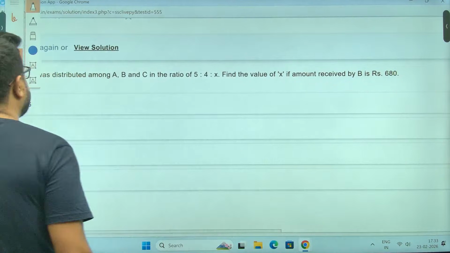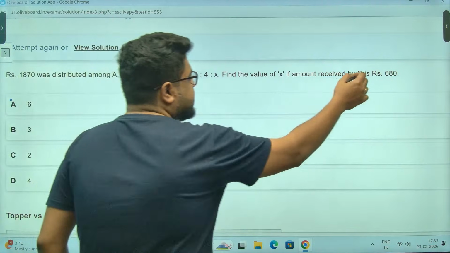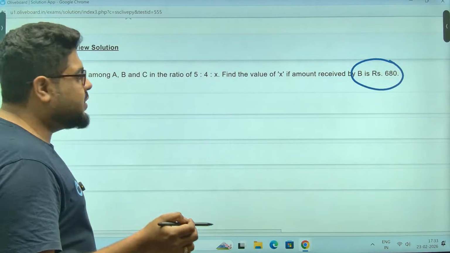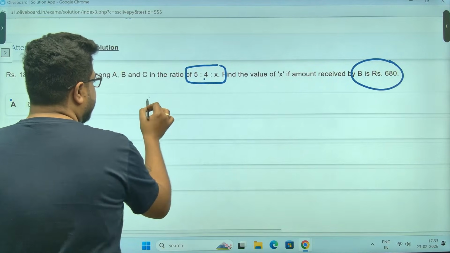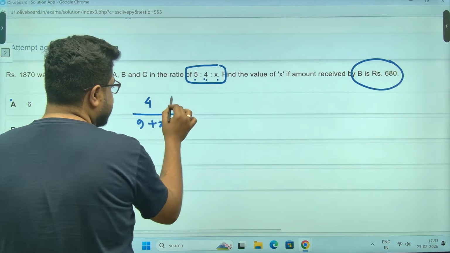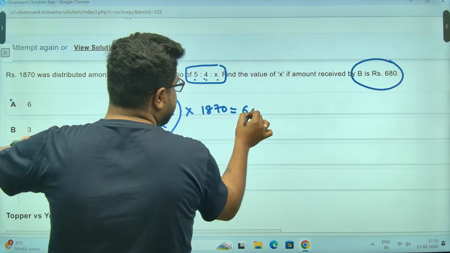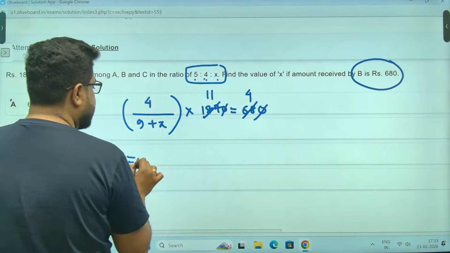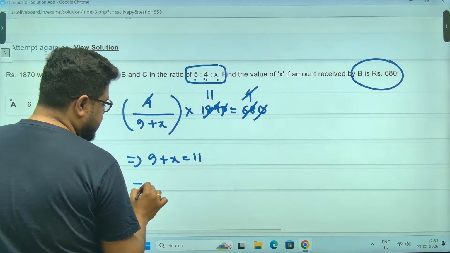Sir, some rupees are distributed in this ratio. If B received this much, what is the value? So make a simple equation. You can do it in different ways, but I'm just making a simple equation. B will receive 4 parts out of 5 plus 4 plus x, that is 9 plus x parts, into 1870, which is given as 680. 17 4s are this, 17 11s are this. 4 cancels. 9 plus x is 11. So x is 2, sir.